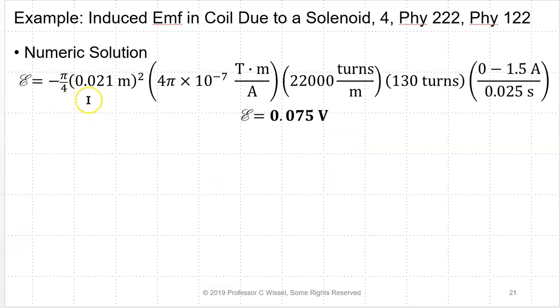So we have minus pi over 4 times 0.021 meters squared, times mu naught, which is 4 pi times 10 to the minus 7 tesla meter per amp, times 22,000 turns per meter, times 130 turns, times the current change of minus 1.5 amps divided by 0.025 seconds. The EMF is 0.075 volts, or 75 millivolts.